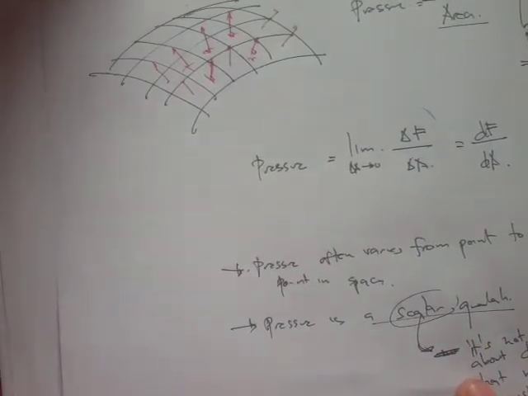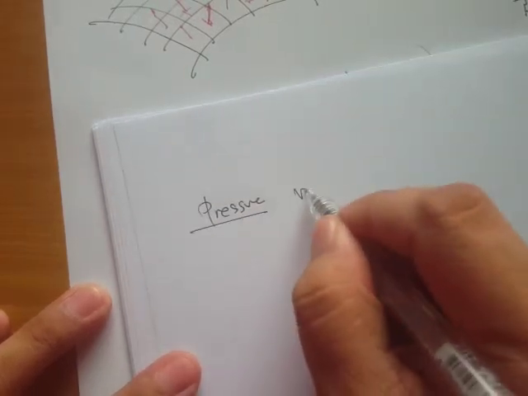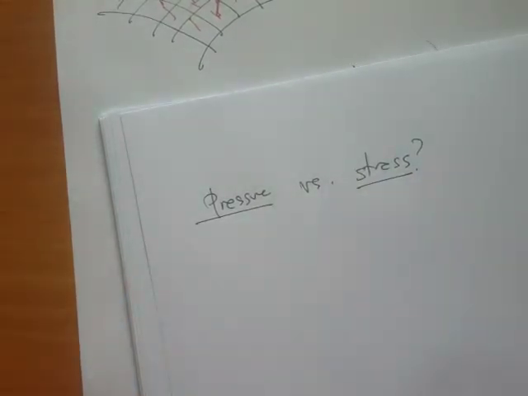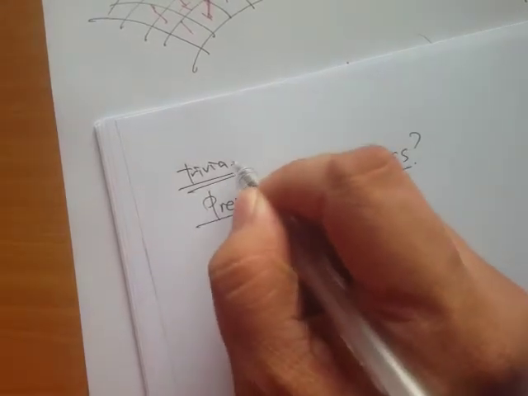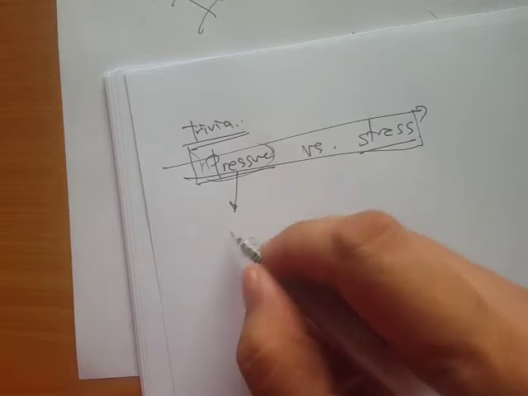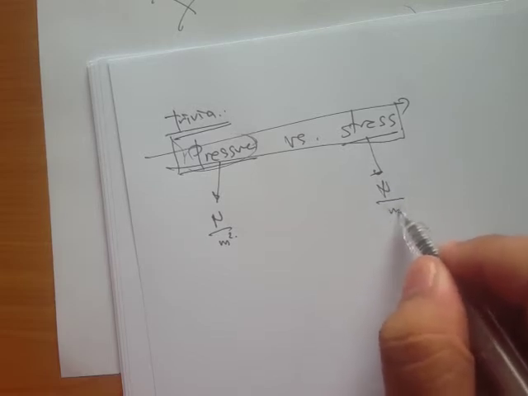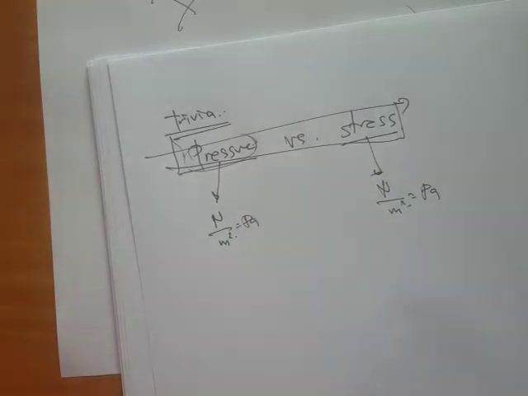Okay, so question. What's the difference between pressure and stress? So pressure versus stress, what's the difference? All right, let's give a trivia here. What is the difference between pressure and stress? If you notice, the unit of pressure is Newton per meter squared. The stress is the same, right? That's Newton per meter squared, or let's say pascals. But what is the difference?